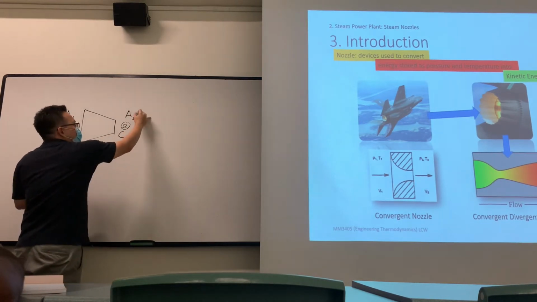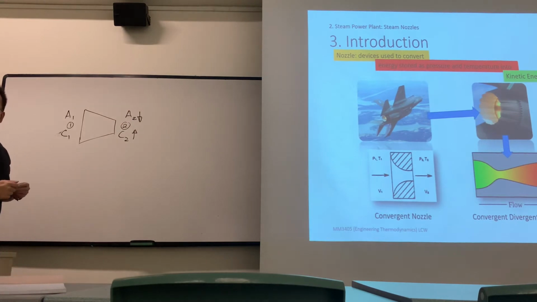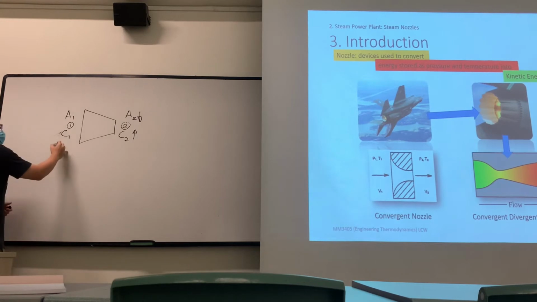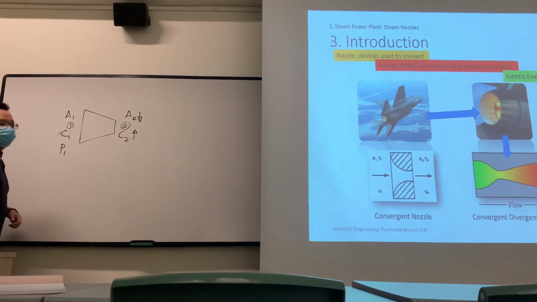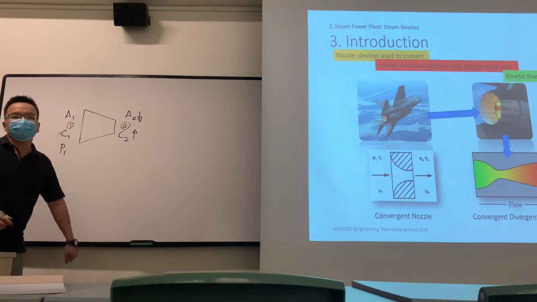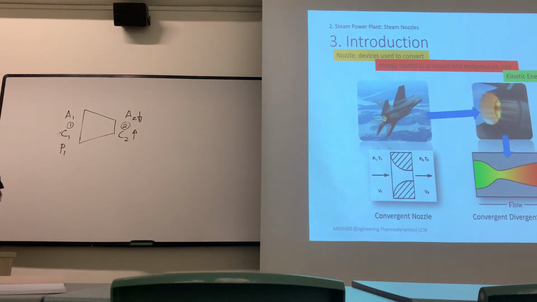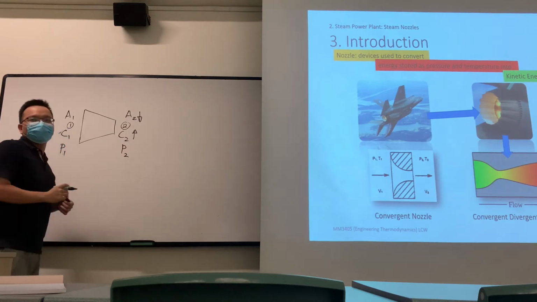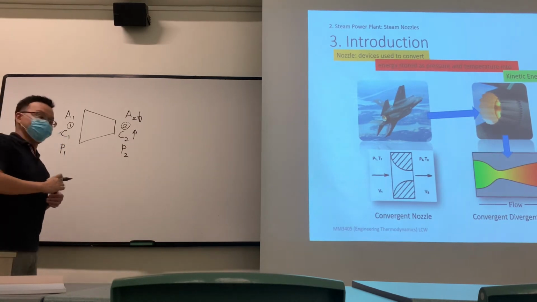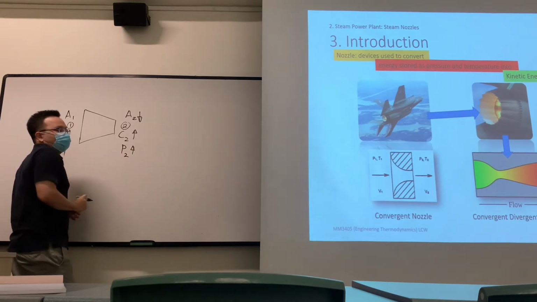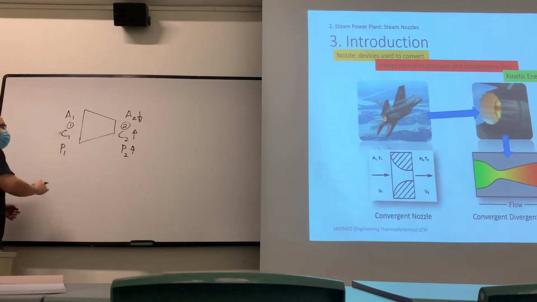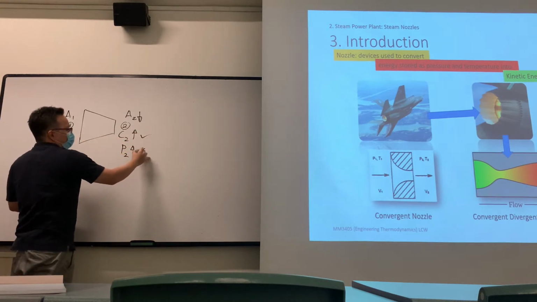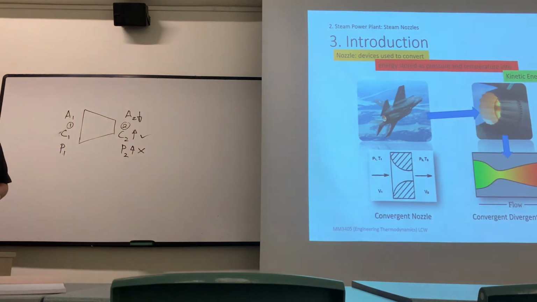Area 2 lower, speed higher. Now my question is, if you go and measure the static pressure here, is it higher or lower? Lower. So you say higher, is it? This one is correct. This is wrong. Pressure actually drops. So I'm going to show you.